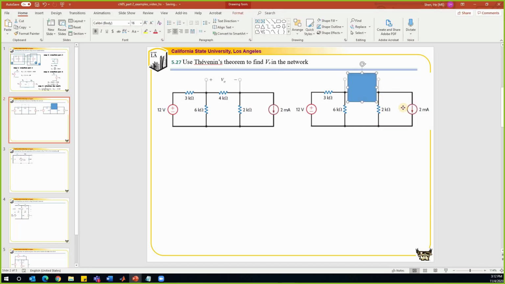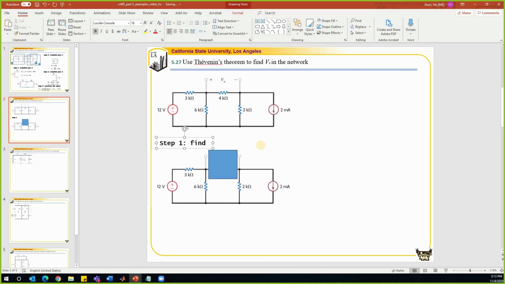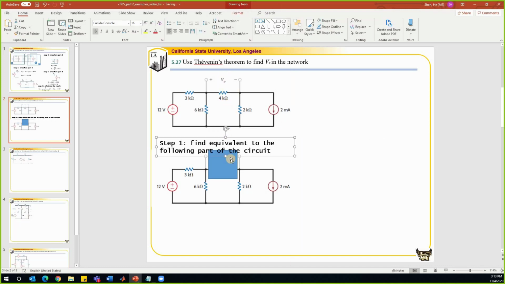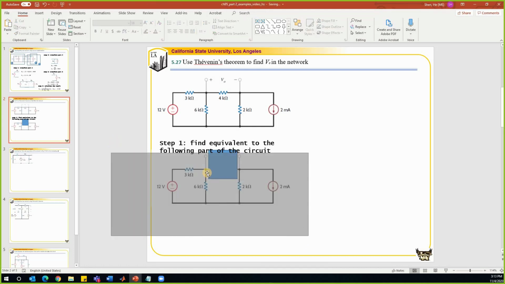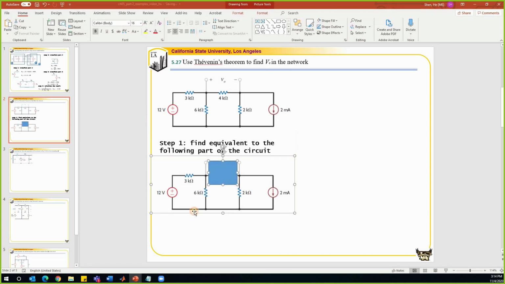Take this off, and we're going to find the equivalent to this part of the circuit. After we find the equivalent circuit, we'll bring the resistor back so that we can solve the problem. How do we find an equivalent to this circuit? We talk about 3 different cases, and this is the first case where we only have independent power sources, right?